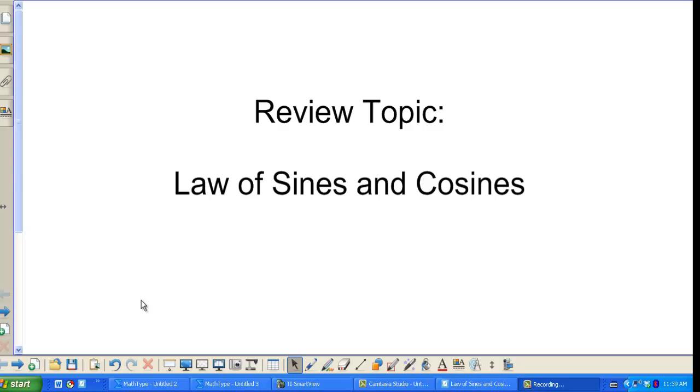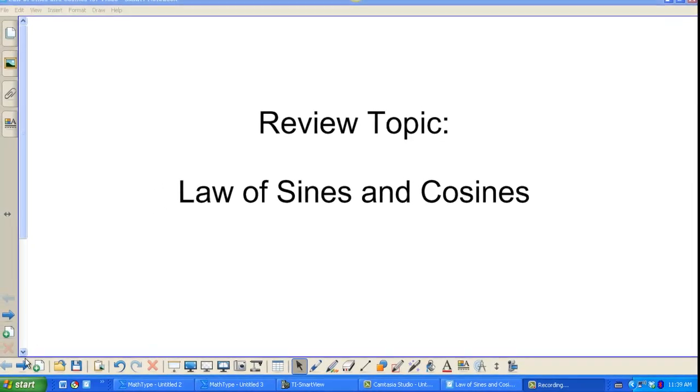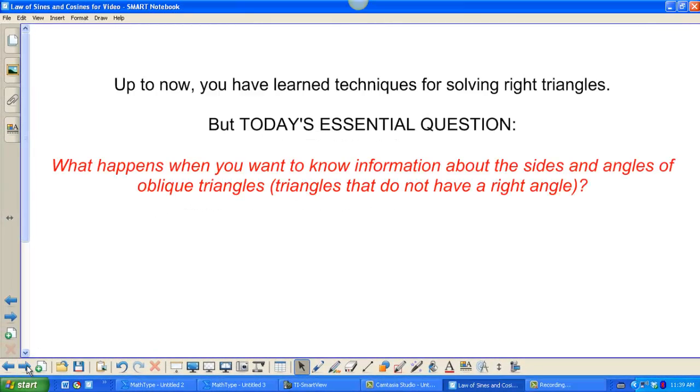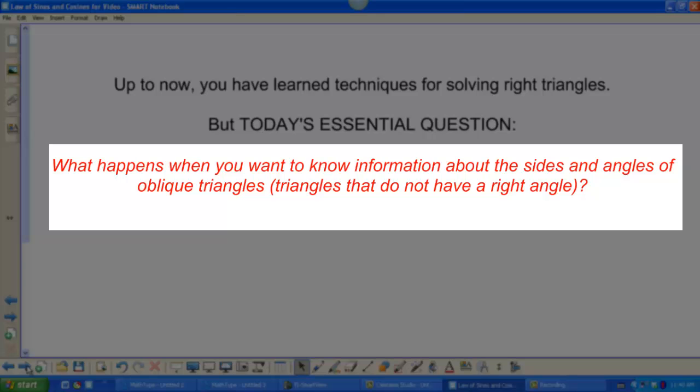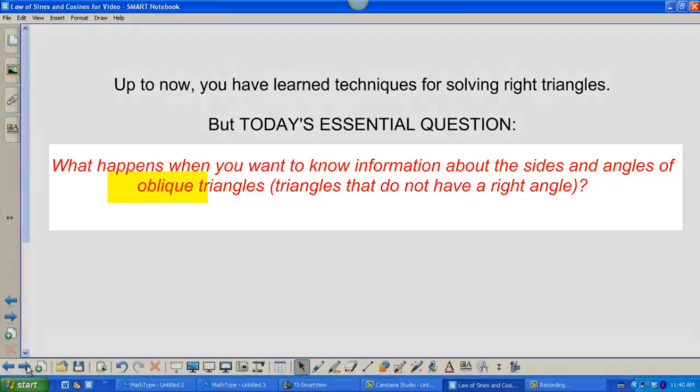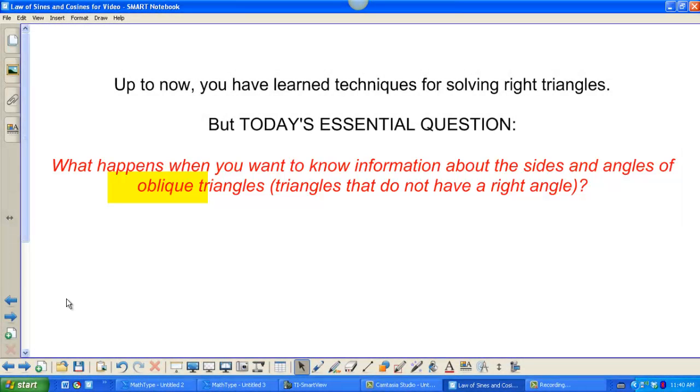So there might be a few new topics in this lesson, but overall, this is stuff that you probably have seen in the past. So here's where this topic fits into your study of trigonometry. Up to now, you have learned techniques for solving right triangles. But what happens when you want to know information about the sides and angles of oblique triangles? That vocabulary word implies triangles that do not have a right angle.